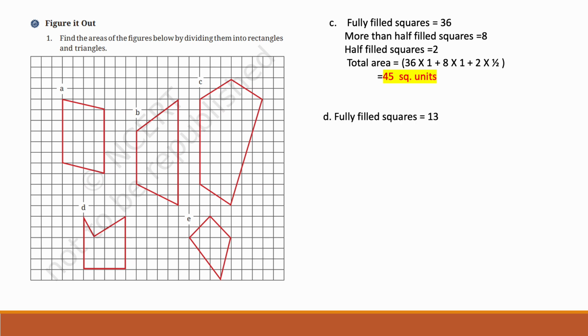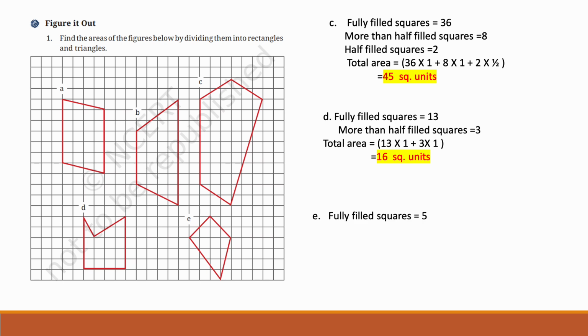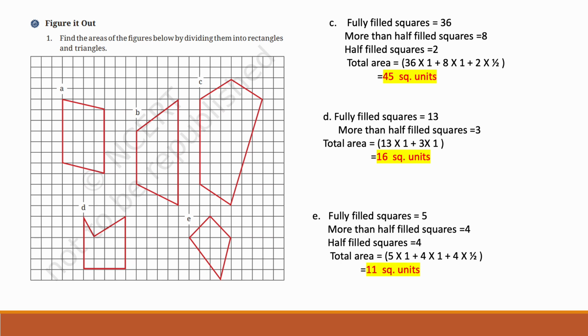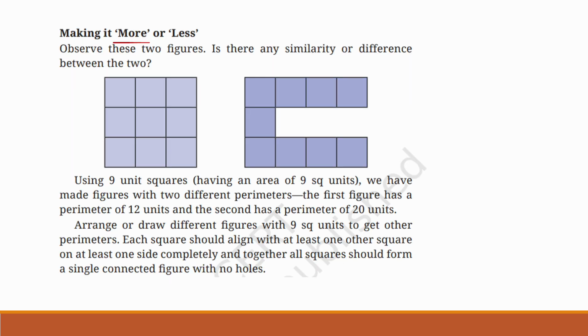Then figure D. Fully filled squares 13. More than half filled squares 3. Total area is 13 into 1 plus 3 into 1, that is 16 square units. Then next figure, figure E, fully filled squares 5. More than half filled squares 4. Half filled squares 4. Total area 5 into 1 plus 4 into 1 plus 4 into half, that is 11 square units.